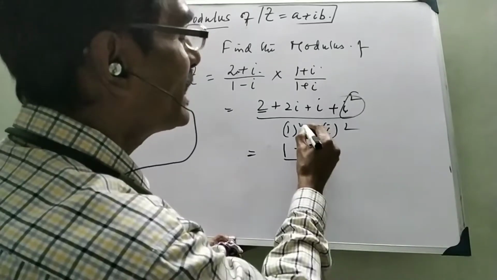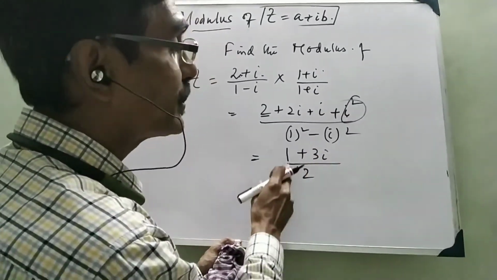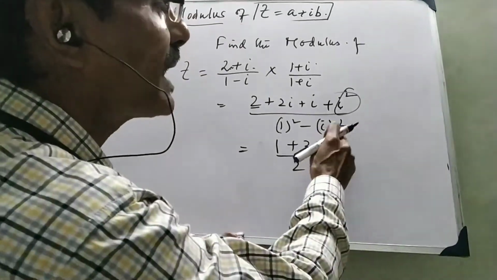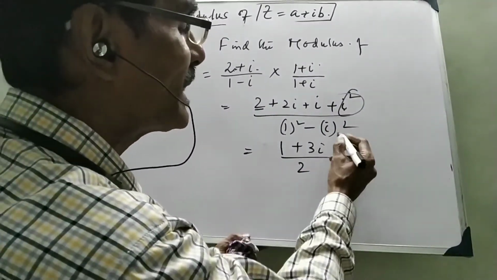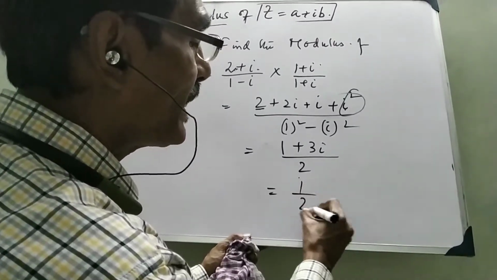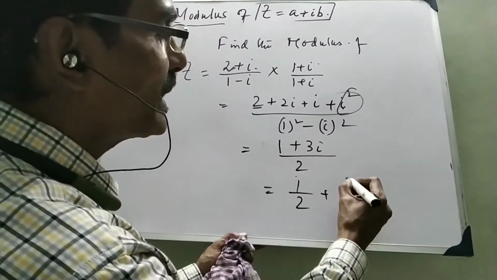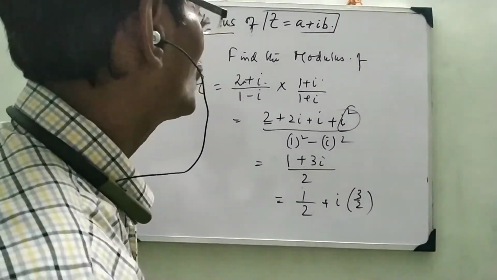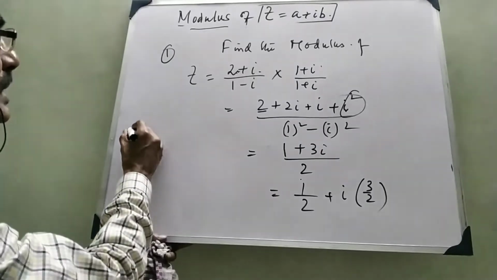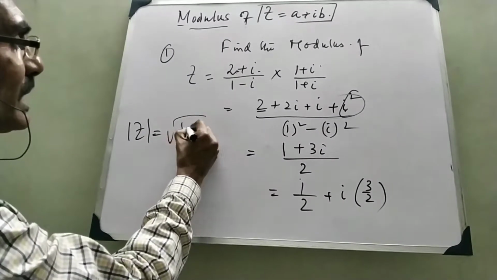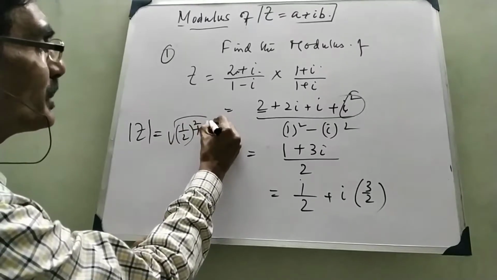3i divided by 2. Why 2? 1 square plus minus i square, the value is minus 1, so minus minus plus 1, directly I have written 2. So if I write in a plus ib form, 1 by 2 plus i into 3 by 2. Now use the modulus formula. Therefore mod z equal to root over a square plus b square.